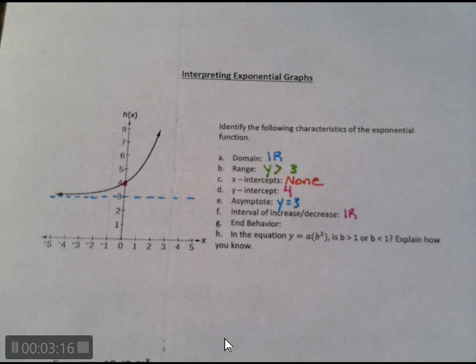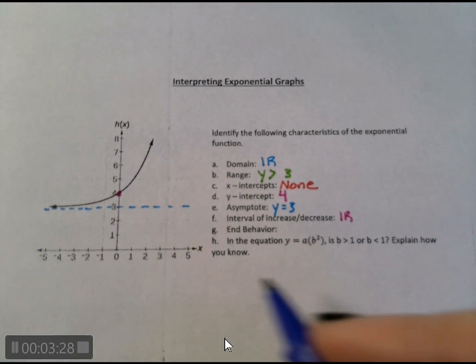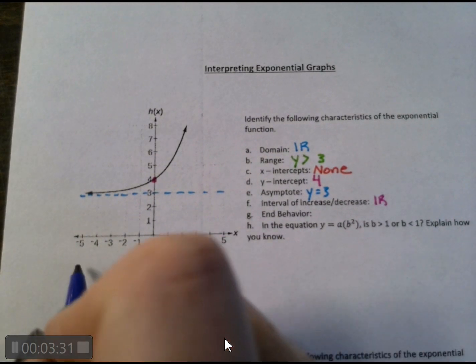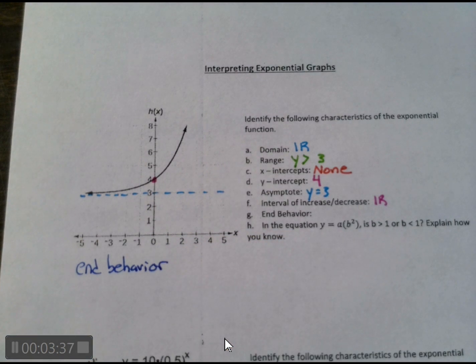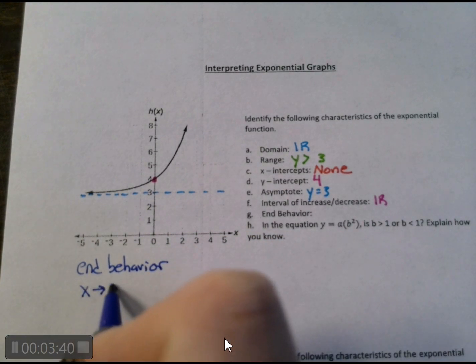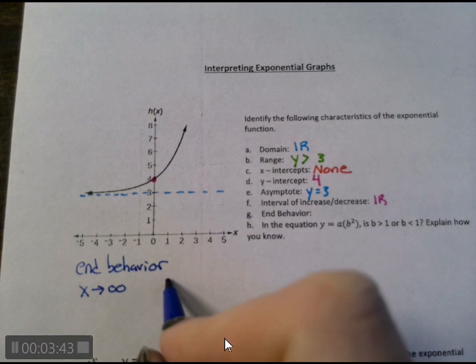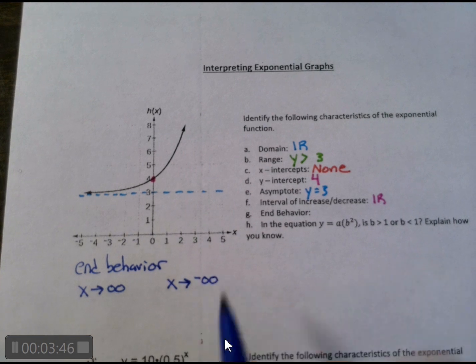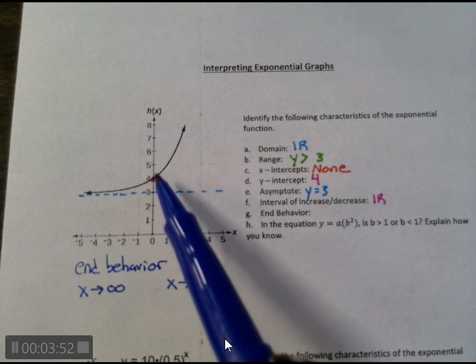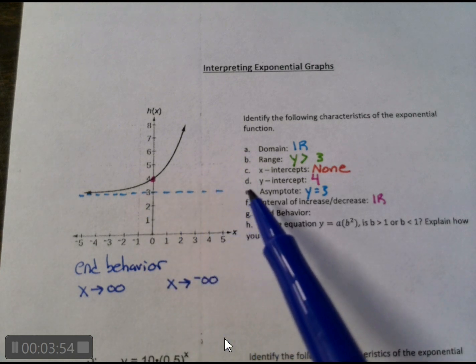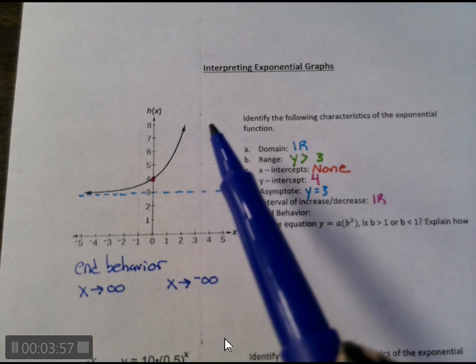Alrighty, for our end behavior. So end behavior is a little bit different in that we are basically talking about our domain and our range. So let's talk about it. I'm going to put it down here, over here, because I would like a little bit more space. So when we're talking about end behavior, there are 2 ways that we talk about it. As x approaches infinity and as x approaches negative infinity. Okay? So this will usually be given to you. But as x approaches infinity, right? So as it goes more and more to the right, what happens to our y values?